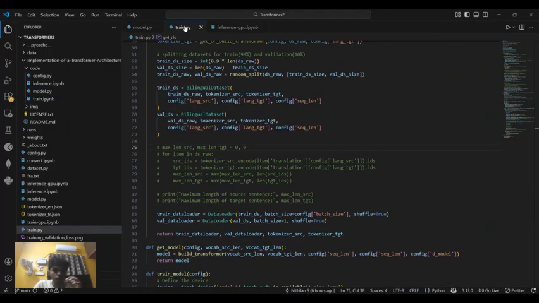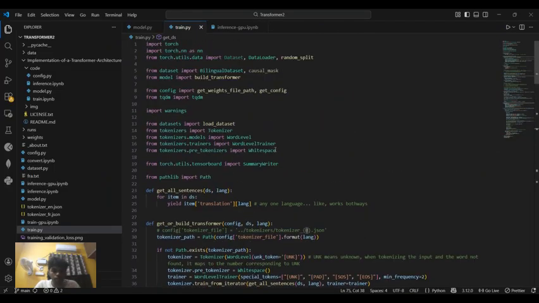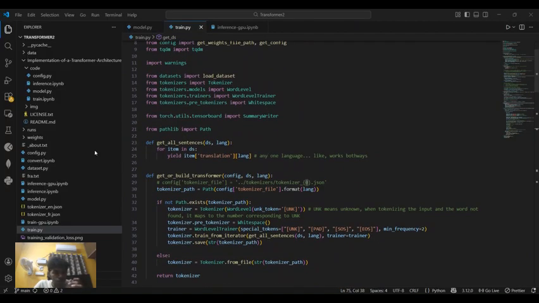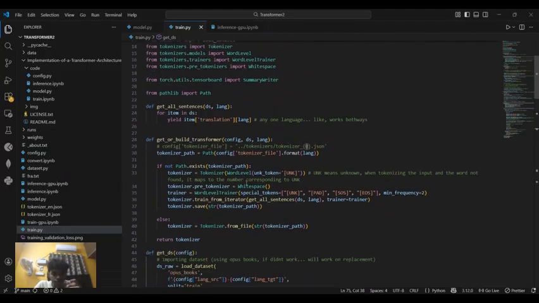Now we'll be looking at the training section of the transformer architecture. So, firstly, get all sentences. It extracts sentences from the dataset of a given language, used to train tokenizers from raw text.